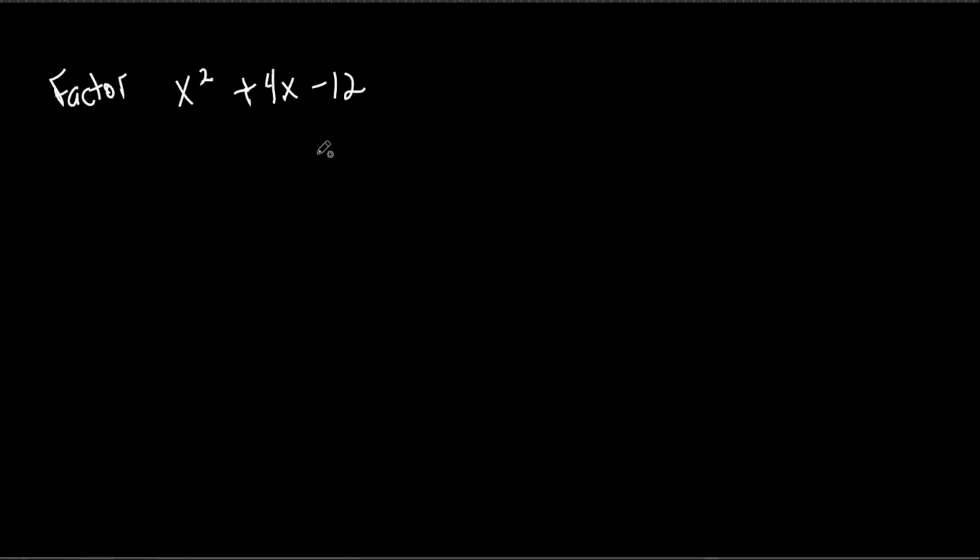Did you get it, Cameron? Okay, so let's put the parentheses, and let's do the signs first, okay? They multiply to be negative, so one's going to be positive, one's going to be negative. And again, it doesn't matter if you put the positive first or the negative first. Let's put the x's, and you said what? 6 and 2? All right, so which one is the 6? It matters.